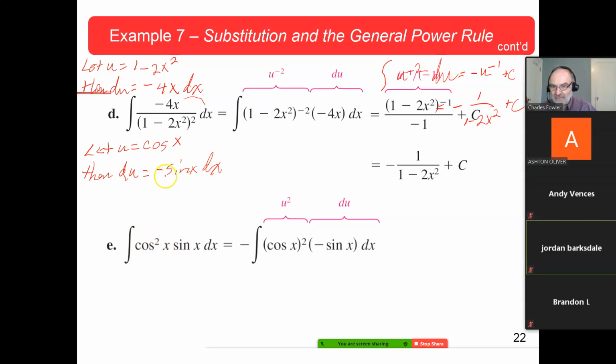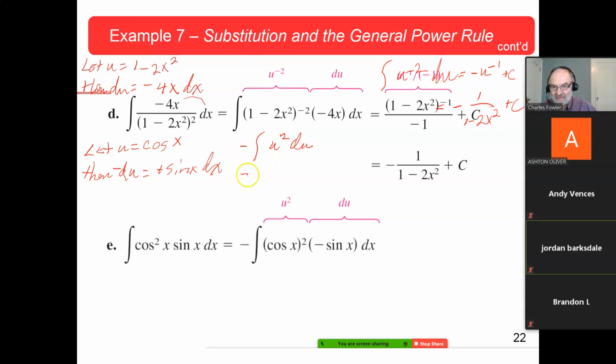So what we're going to do is multiply both of these by minus 1. So a minus du is going to be sine x. So here's your minus du, and here's u squared, right? So this becomes, since this is the last problem, I'll do it up here. Minus, I'm going to pull the minus on the outside, the integral of u squared, that's the cosine x squared, du. It was a minus du, but I put the minus out here.